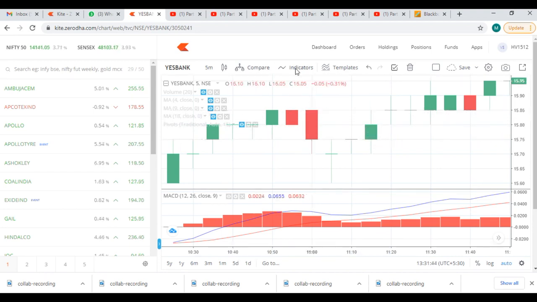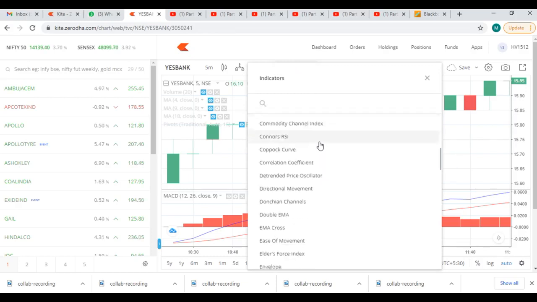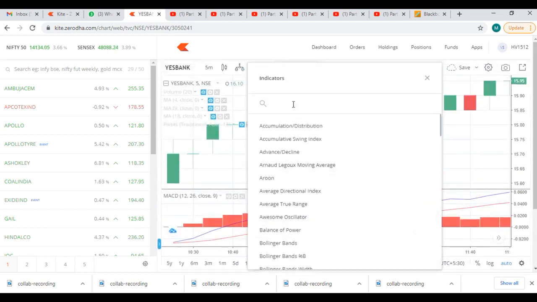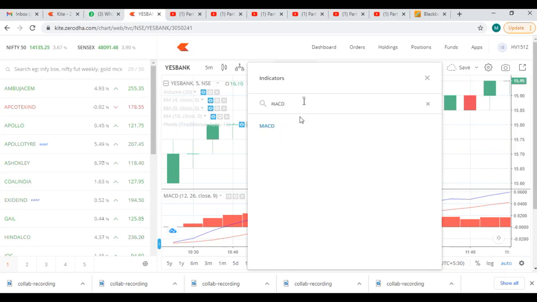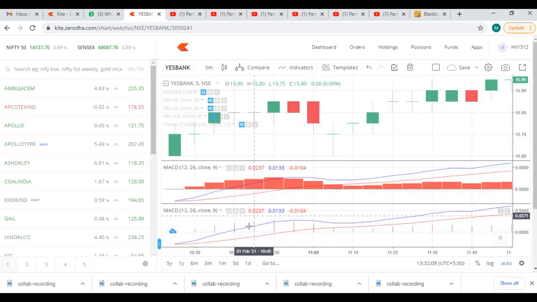So you have a tab of indicators here as well. If you click on indicators, you'll see that a number of indicators are available here. One of the most popular indicators is termed MACD. If you type MACD here, you will get the option. If you click on it, the MACD indicator will be applied on your graph. So it will look like this. I have changed a few settings in the above one, so that is why it is looking like this. Otherwise the normal chart will appear like this, the below one.